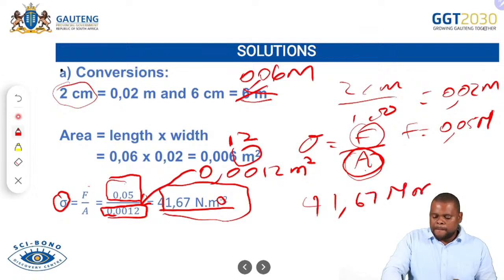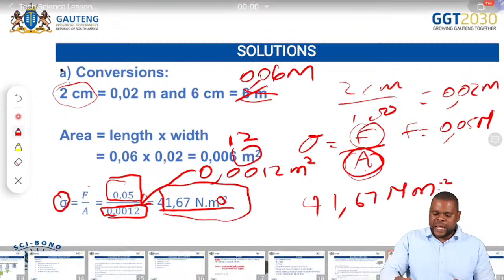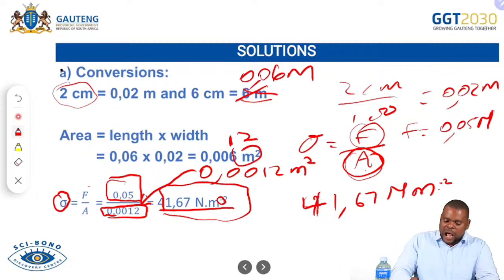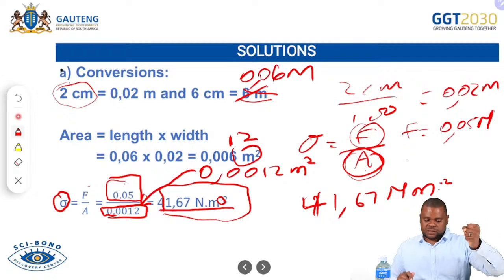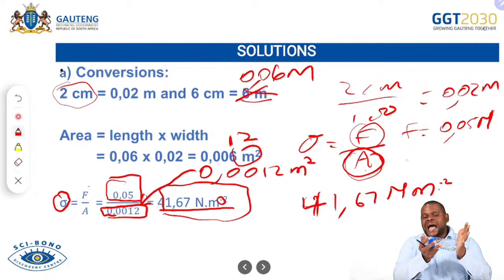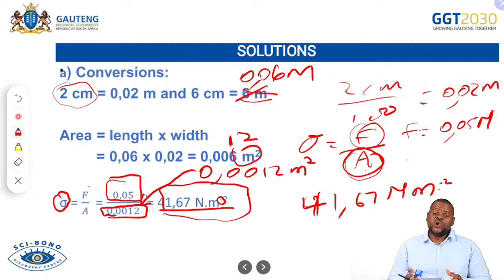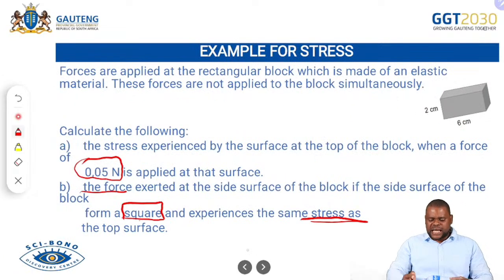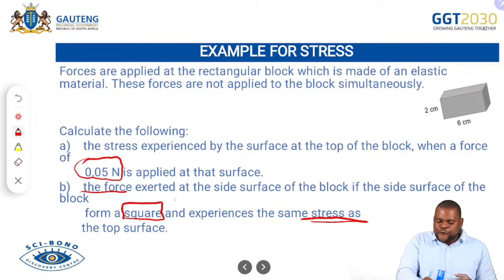41.67 Newton per meter squared. Then we are using the same value of stress to calculate the force that will be applied on the side of the block. We're using the same stress because of the question itself. Let's go back to the question. It says, calculate the force exerted at the side surface of the block. If the side surface of the block is what?